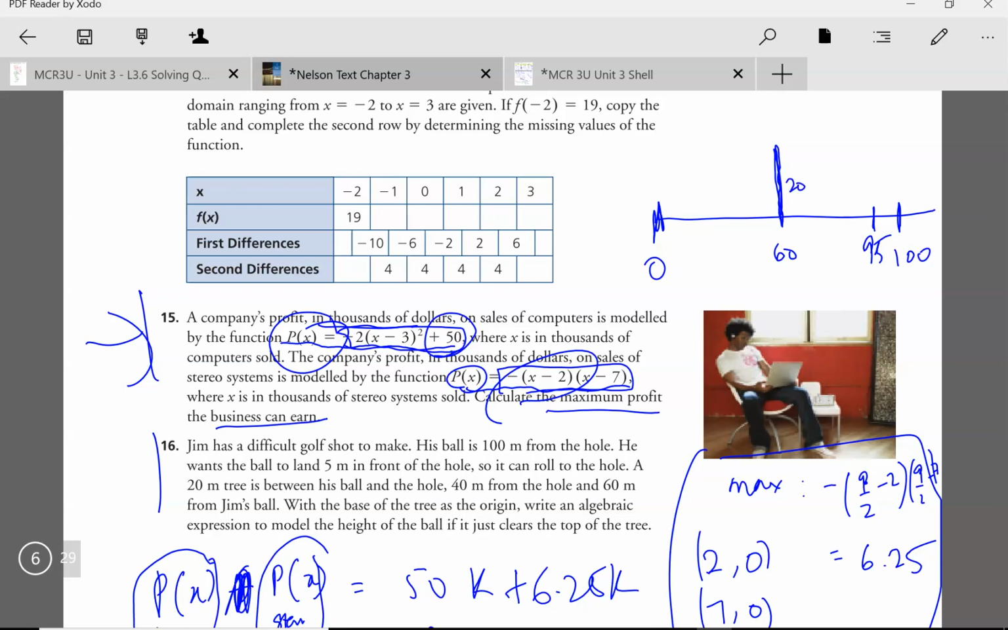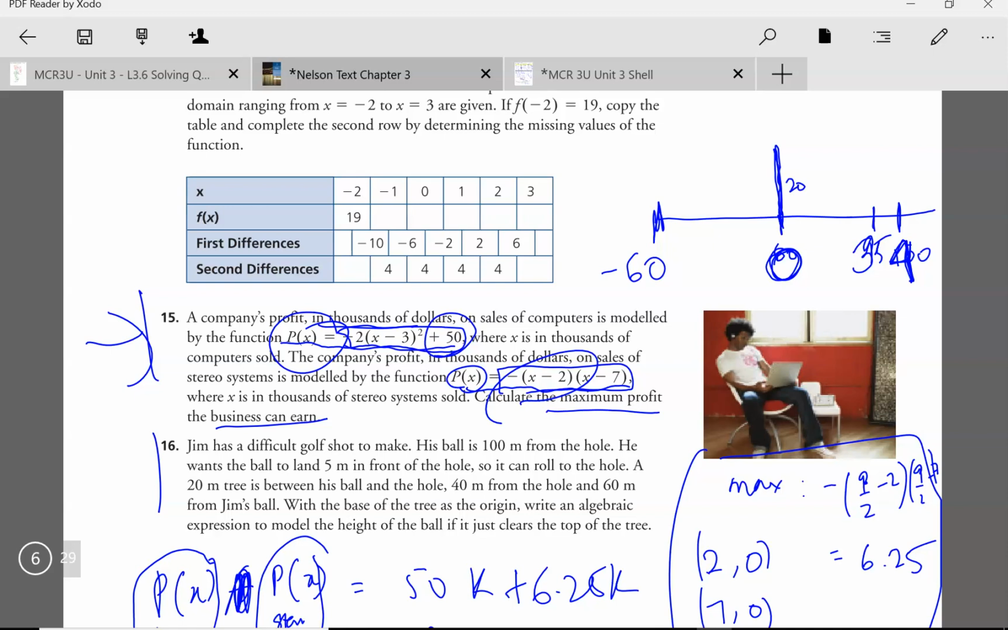With the base of the tree as origin, this completely ruins the system I've been drawing so far, so I am going to change that. This is now 0, so I will change this to negative 60. I will change this to 35. And I will change that to 40. So as you can see here, I didn't completely despair. I easily adapted my system so that it was as the question was asking.